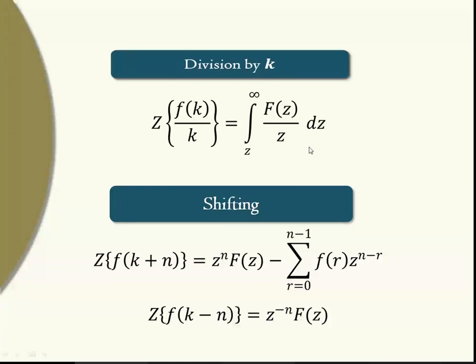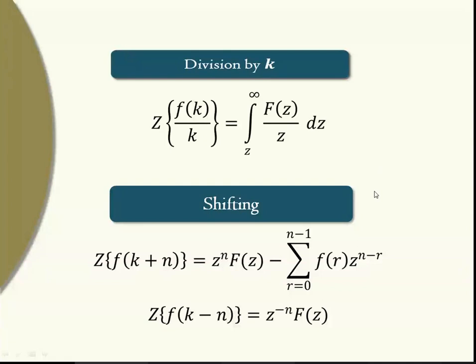These properties can also be asked as multiple choice questions. If the Z transform of f of k is f of z, then what is the Z transform of f of k by k? Or what is the Z transform of f of k minus n? So one must know these formulas, these properties.